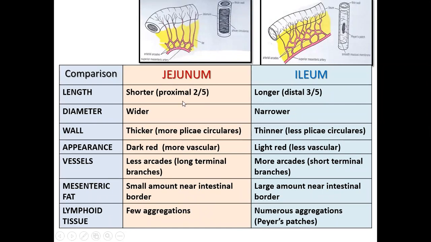And the vessels: there will be lesser arcades. These arteries, before they supply the intestine, form arches like this, the anastomoses. These are called the arterial arcade. Arterial because they come from the arteries, and arcade because they form arches. These are lesser in the jejunum compared to the ileum, where there are more arterial arcades. So the terminal branches are longer in the jejunum because the arterial arcades are fewer, and in the ileum the arterial arcades are more, so the branches are shorter.